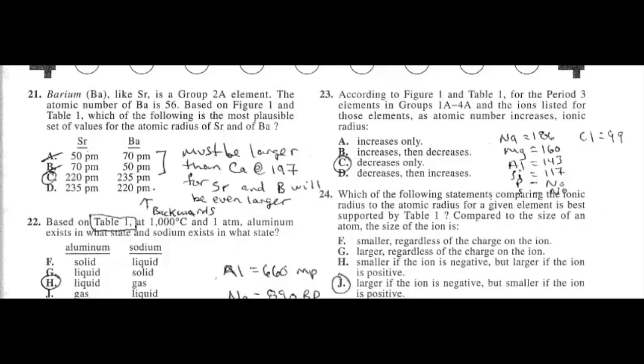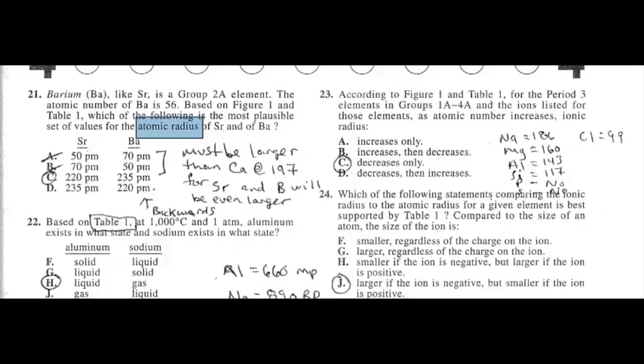Test 70A, Science, Practice Problem number 21. Number 21 says, barium, Ba, like Sr, is a group 2A element. The atomic number for Ba is 56. Based on Figure 1 and Table 1, which of the following is the most plausible set of values for the atomic radius of Sr and Ba?